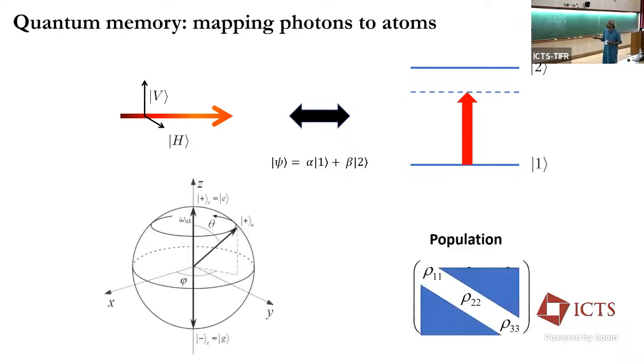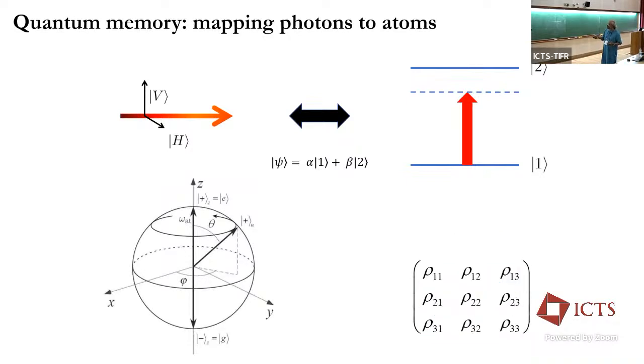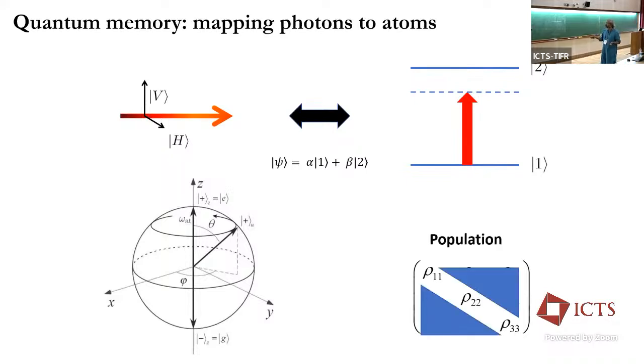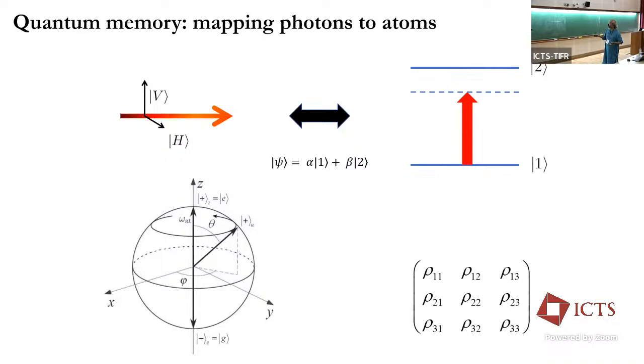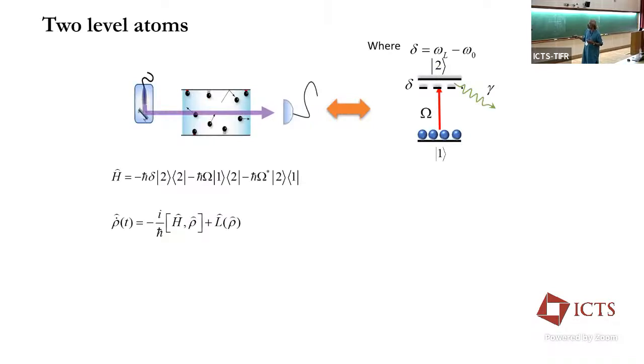I'll skip this part. One little thing is, I think Sai might have already talked about this, it's also a very atomic physics thing. I'll be talking about the density matrix, which is a description of the atoms here. The standard things are the diagonal terms, which we call population, and the off-diagonal terms, which we call coherence. So whenever I talk about atomic coherence, I basically mean the off-diagonal terms of the density matrix.